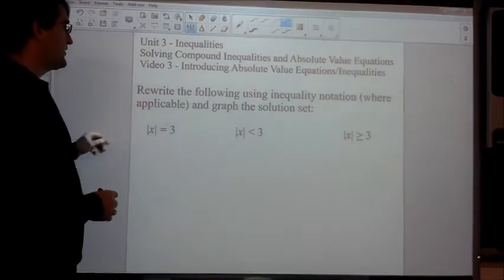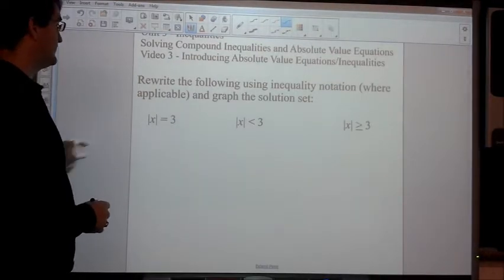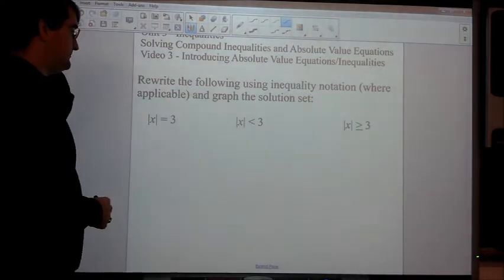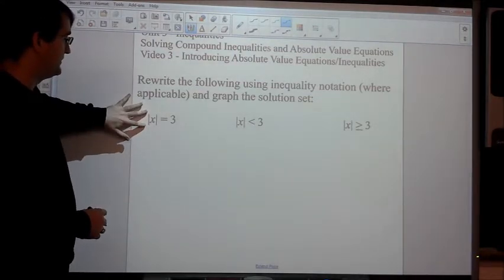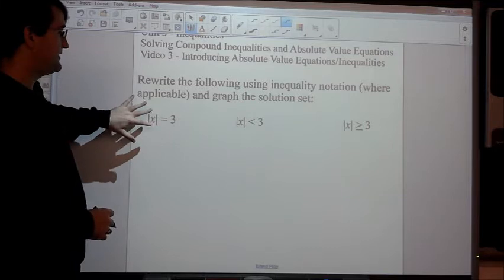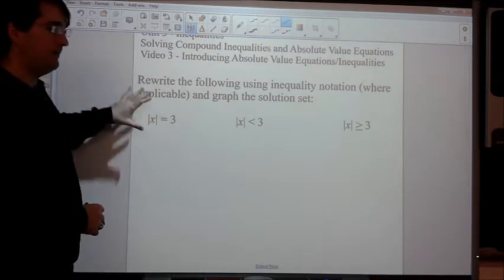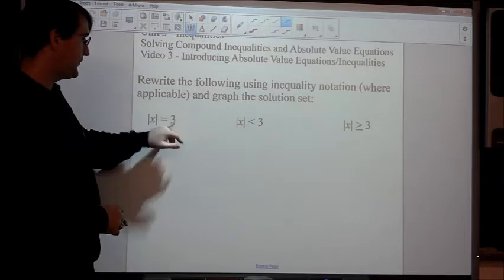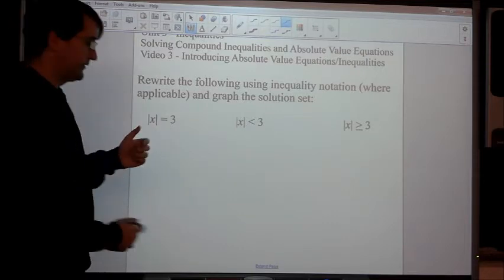I want to rewrite these using inequality notation where applicable, because only 1 or 2 of these are actually inequalities, and then graph the solution set. So we'll deal with the first one here first. I'm saying that the absolute value of x is equal to 3. That means that x, whatever it is, is 3 units away from 0.